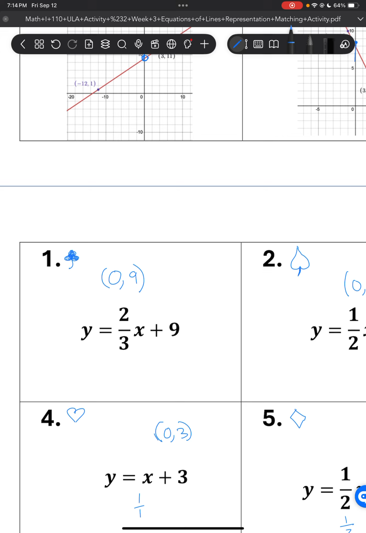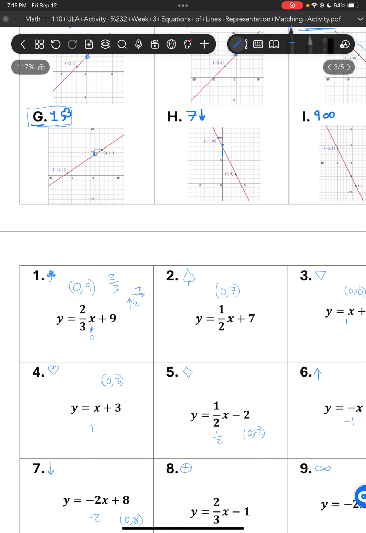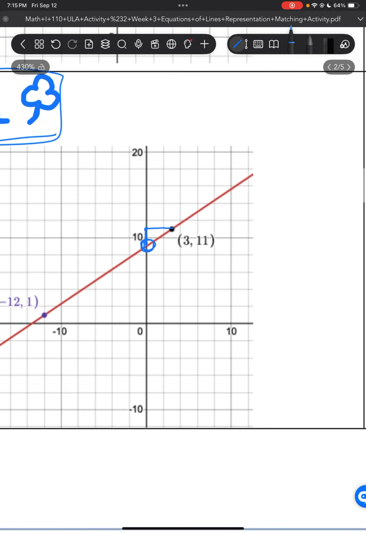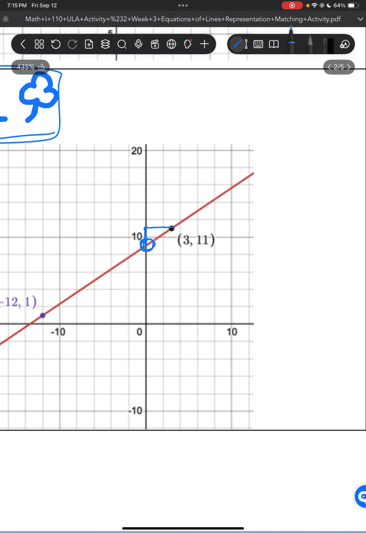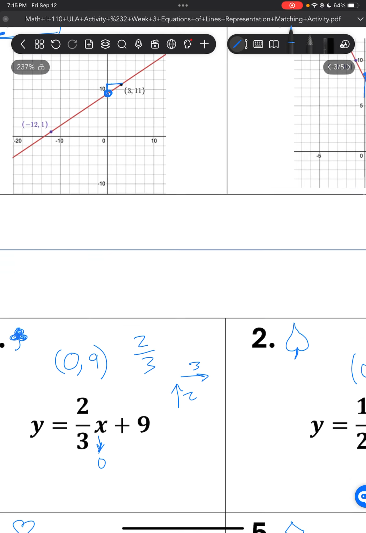But for number one, a key point we can easily find is our y-intercept. So when you plug in 0 for x, what do you get? 9. So we have a (0, 9), and we have a slope of 2/3. So that means we are going up 2 and over 3. So let's see if we can find something that matches that form. And indeed we do right here, which is where I'm showing here. We have a (0, 9), and we have an up 1 and over 2. You can also plug in these points back into it.